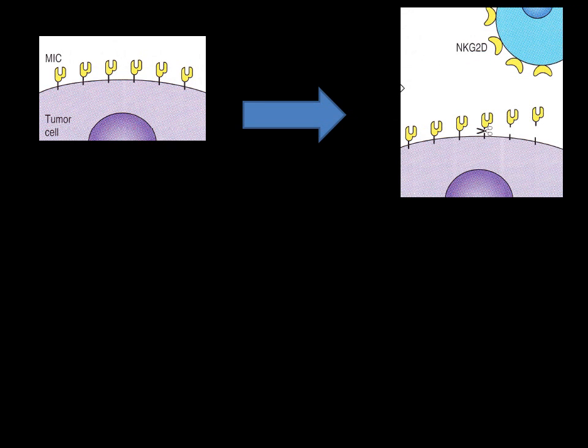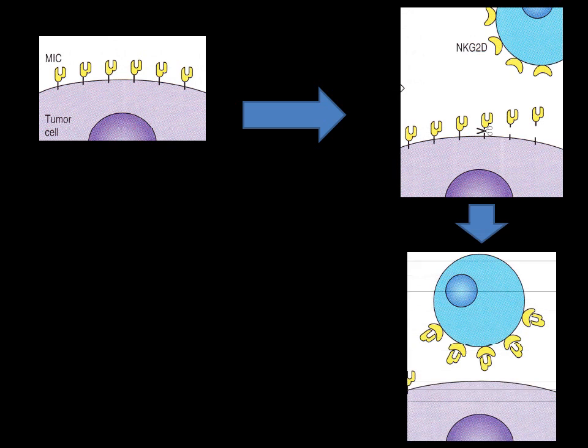MIC proteins are expressed on the cell surface of epithelial cells when infected or stressed in other ways. Cancer cells use proteases to cleave MIC from the cell surface, producing a soluble form that binds to the NKG2D receptor of infiltrating lymphocytes.